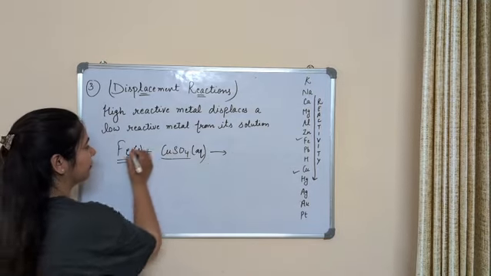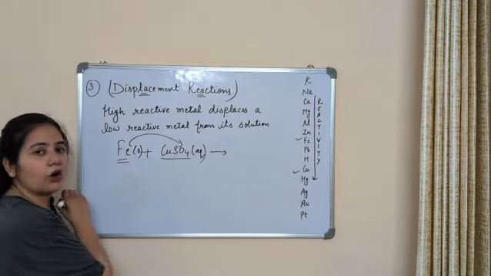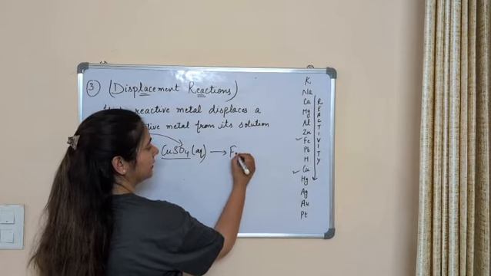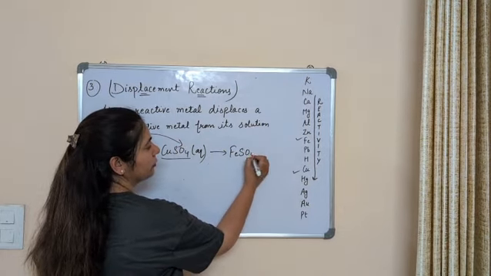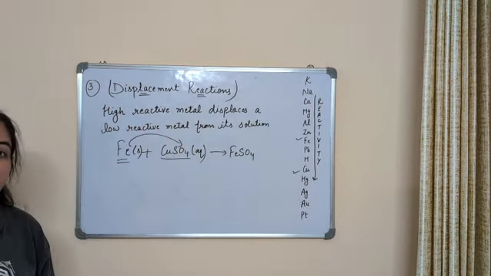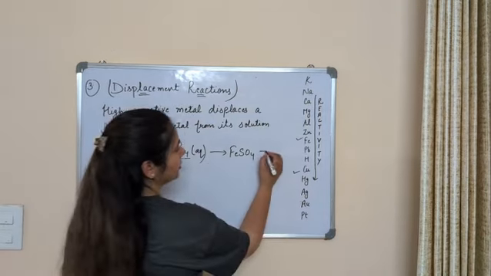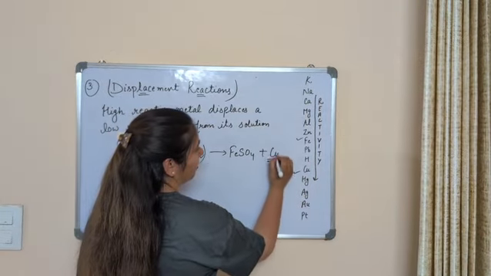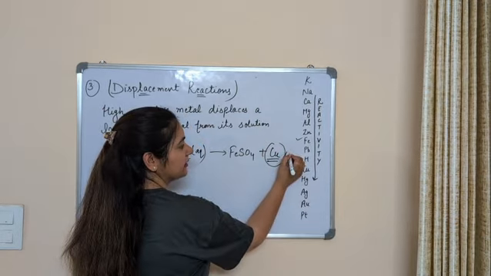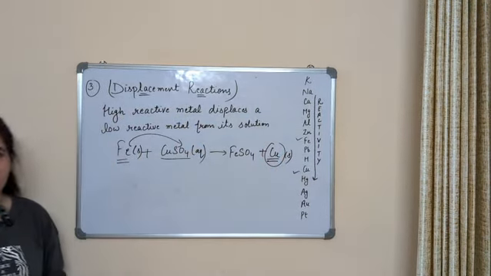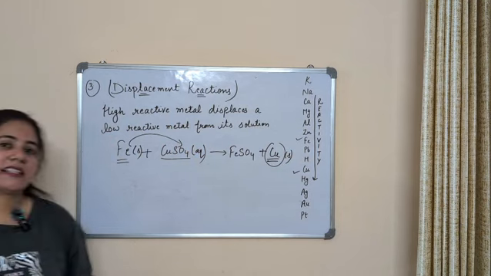It will form a salt with sulfate and displace copper, and it will form FeSO4, that is ferrous sulfate, and displace copper, and copper will deposit in the test tube as a metal. So this is about displacement reaction.